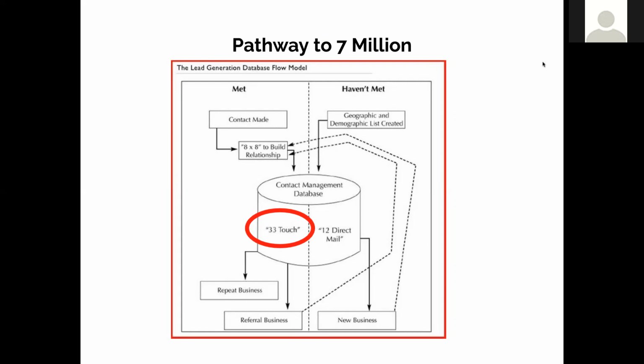So what is the 33 touch? The 33 touch is the part of your program that's going to go on ad infinitum. This is your constant, consistent year after year marketing because you are so good. You have simmered all these people. They are all hot. They are all ready for you. And now you need to stay in touch with them, right?